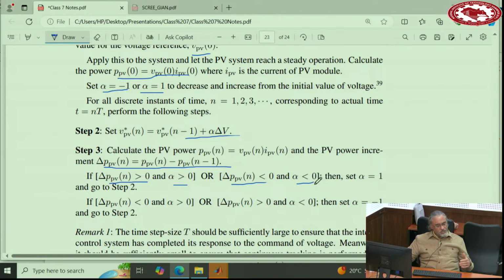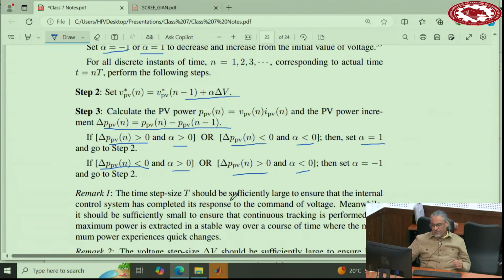You need to keep increasing the voltage. So still keep alpha equal, set alpha equal 1, and then go back to this step again. But if the power decreased while you increase the voltage, or if the power increased while you decrease the voltage, then that means you are on the right side. You have to decrease the voltage. So basically that's the concept.